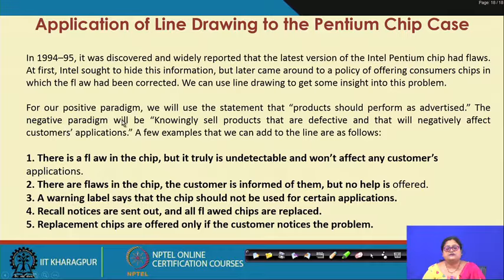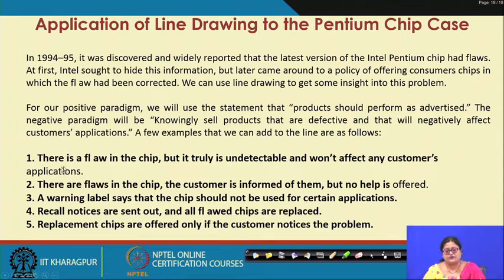So, for a positive paradigm, we will use the statement that products should perform as advertised. In the negative paradigm, we will be knowingly selling products that are defective and that will have negative effect to customers' applications. A few examples that can add to the line are as follows.